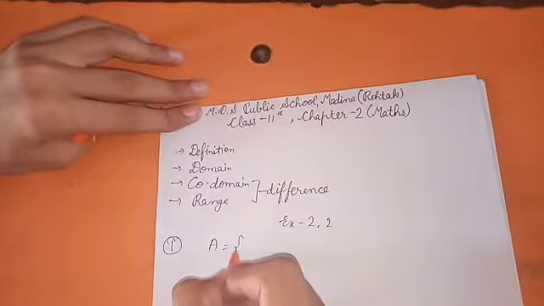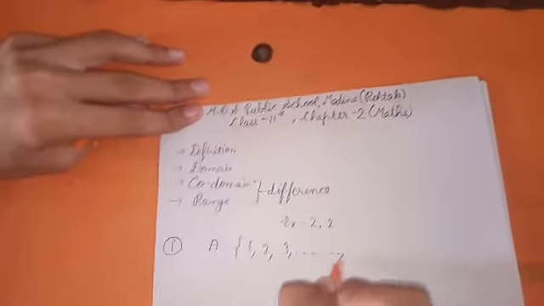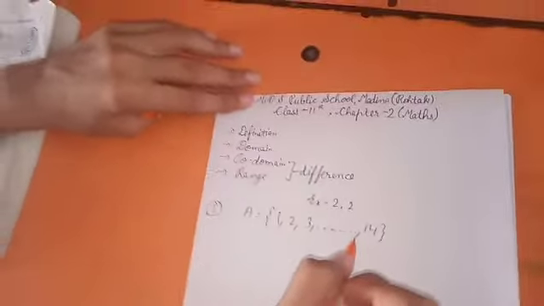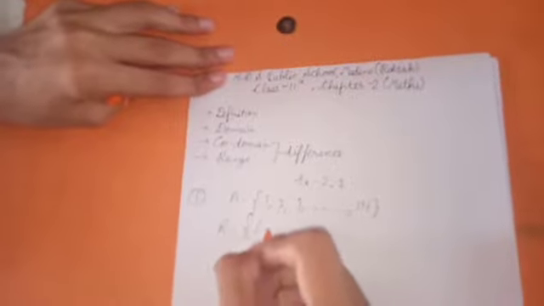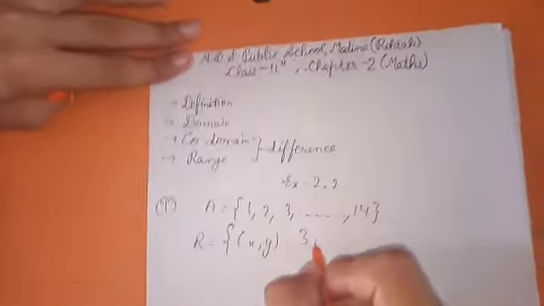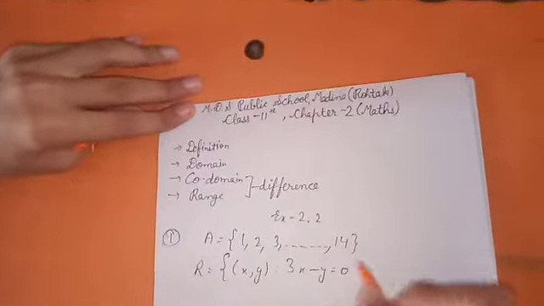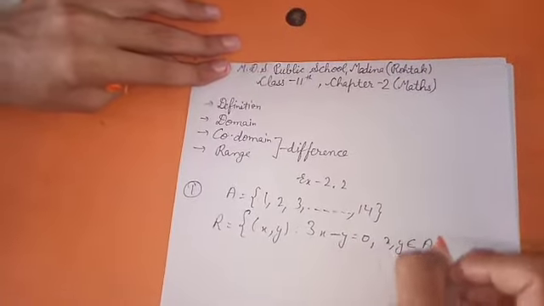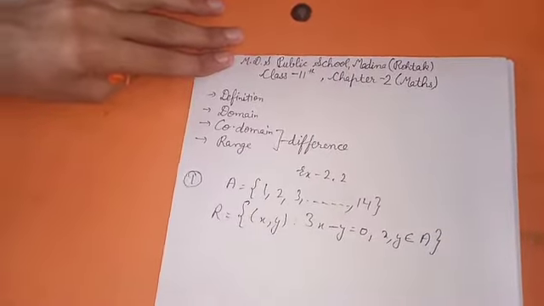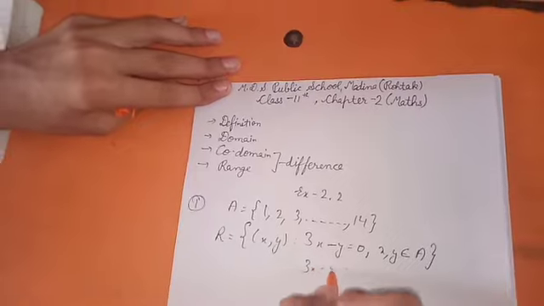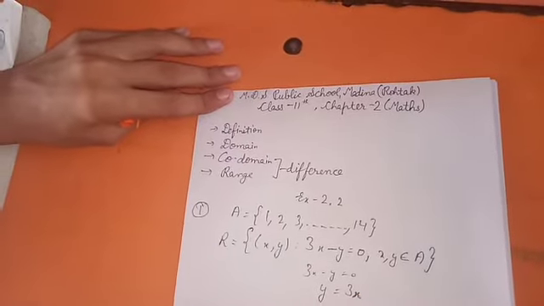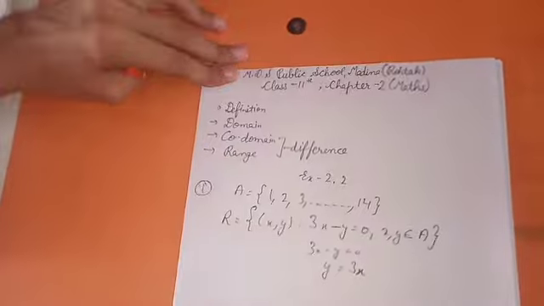Let A be the set 1, 2, 3 till 14. Define a relation R from A to A by, they have given us a relation in set builder form, 3x minus y equal to 0, where x and y must belong to A. So from 3x minus y equal to 0, what do we get? y will be equal to 3x, and here we will put our values of x, and by putting the values of x we will find the value of y.